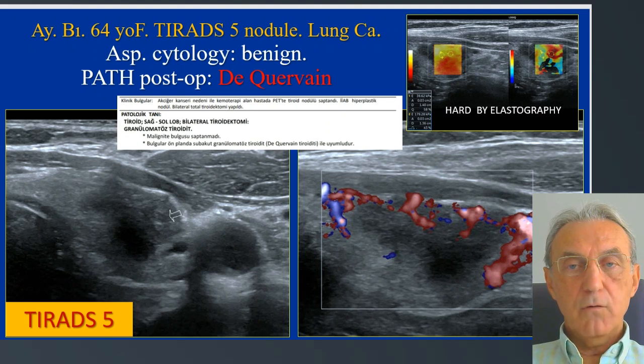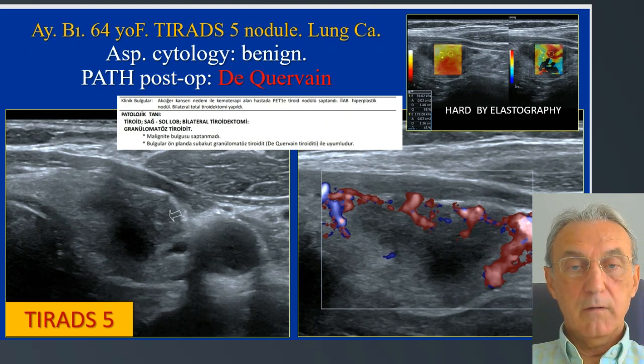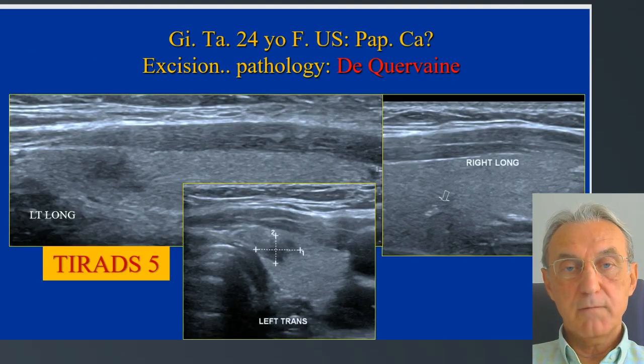This is a 64-year-old female with a Thyroid 5 nodule, as you see here. Very irregular borders, very hypoechoic. The cytology was benign, but the patient has lung cancer, so the patient was quite suspicious. It was operated, and post-op pathology was de Quervain. So we know that hypoechoic nodules may be mistaken for malignancy in de Quervain disease.